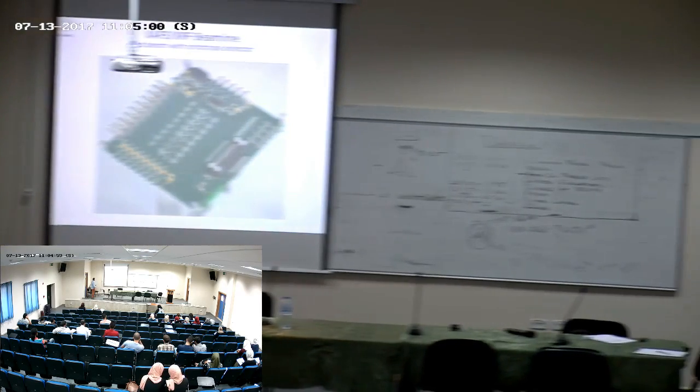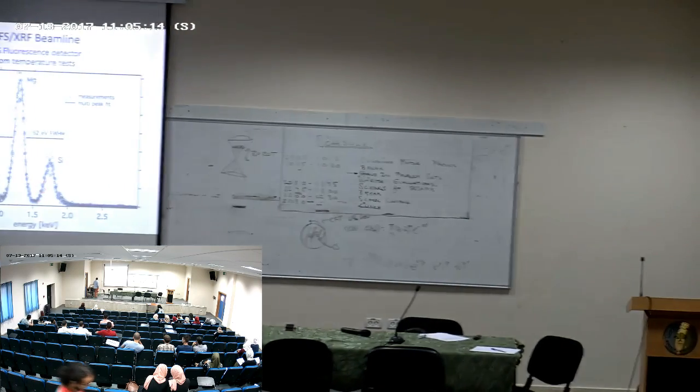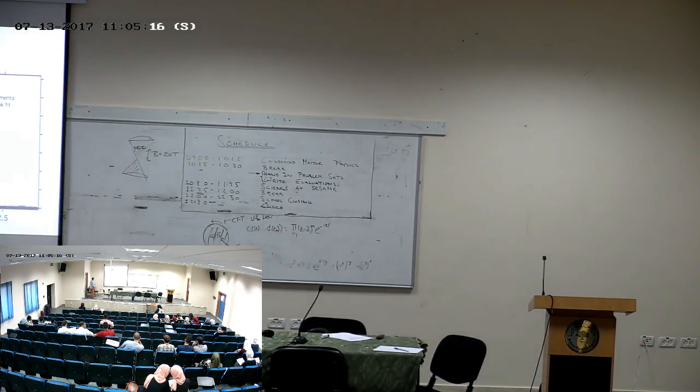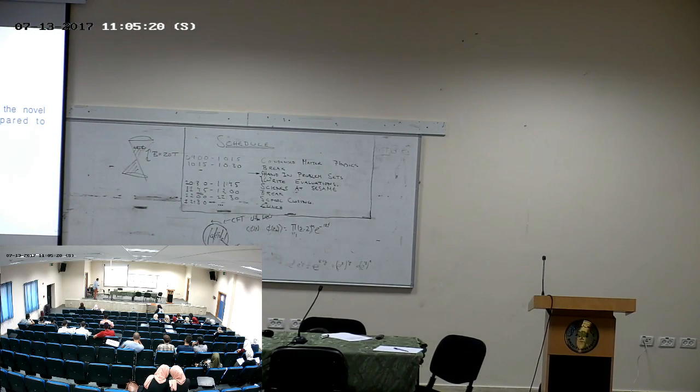These are the pictures of the electronics. This is the first prototype, which gives good fluorescent resolution, 160 electron volts at 1.5 kilo electron volts at room temperature. Normally you have to cool down these devices. Okay, these are details which we can skip.